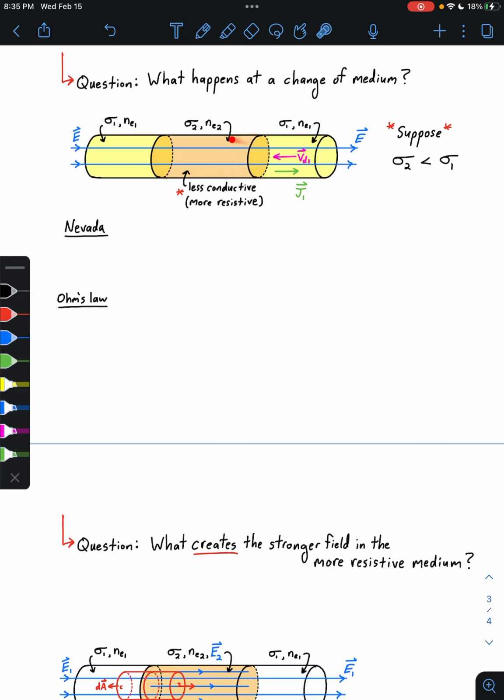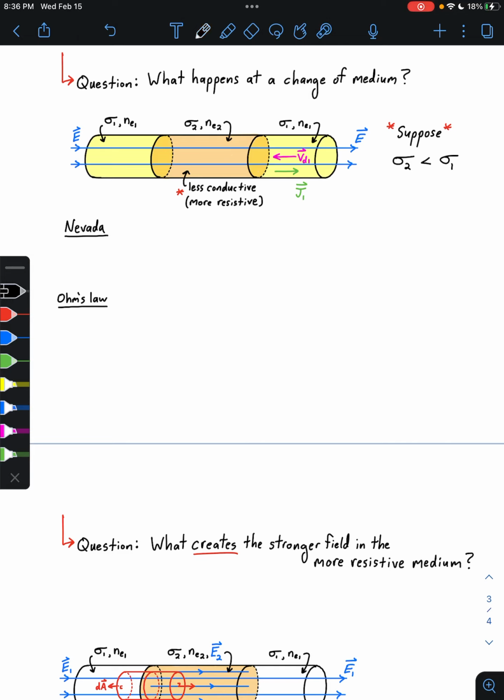So let's suppose in this example that this region here is some less conductive material, still a conductor, but less conductive, more resistive, so that the conductivity of material 2 will be less than the conductivity of material 1.